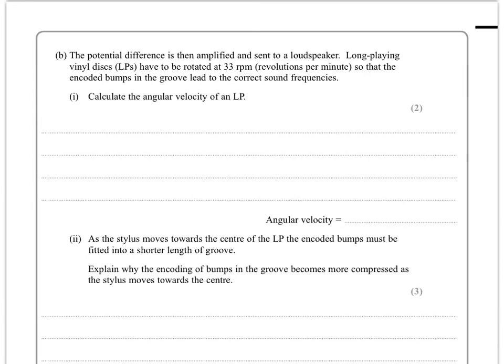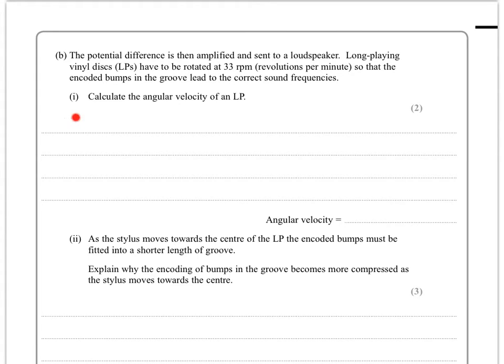15b, the potential difference is then amplified and sent to a loudspeaker. Long playing vinyl discs, LPs, have to be rotated at 33 RPM, revolutions per minute, so that the encoded bumps in the groove lead to the correct sound frequencies. Obviously if it goes too fast, the frequencies are too high, and it sounds all speeded up. It has to rotate at 33 and a third, but they've rounded it to 33. Calculate the angular velocity of an LP.